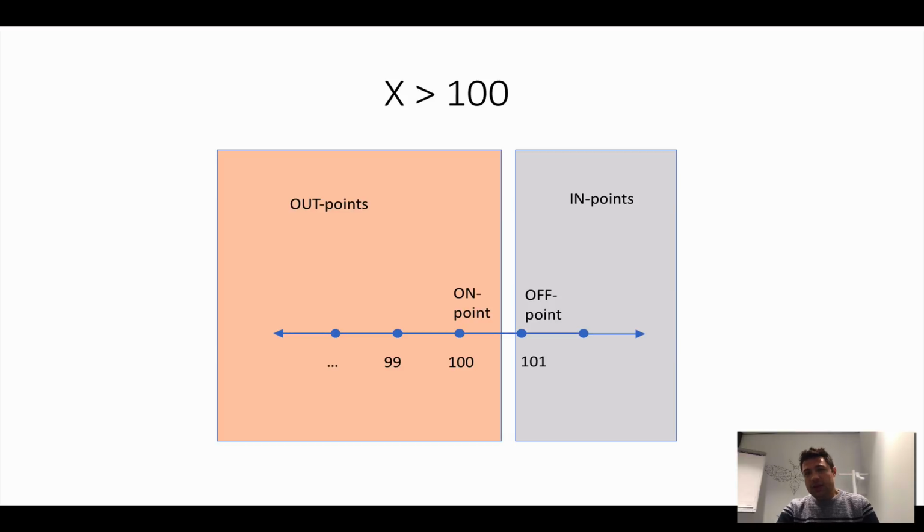If I switch this again, x greater than 100, so no equals anymore. Now I can see that the on point, still 100, but at this time the on point makes the condition to be false. So an on point is now part of the out points, right? Now the off point inverts the result of the on point, so on point is making the condition to be false. The off point is the first point that makes the condition to be true. And the off point in this case is part of the in points.